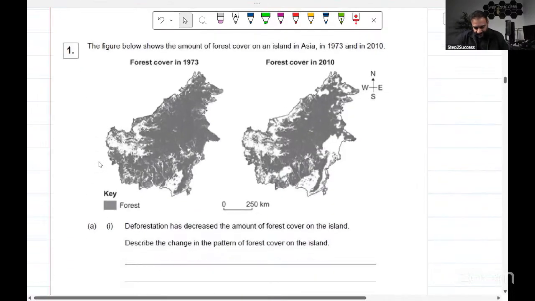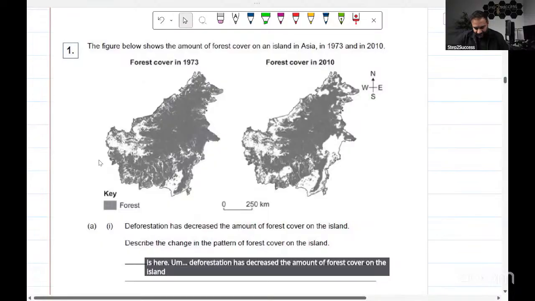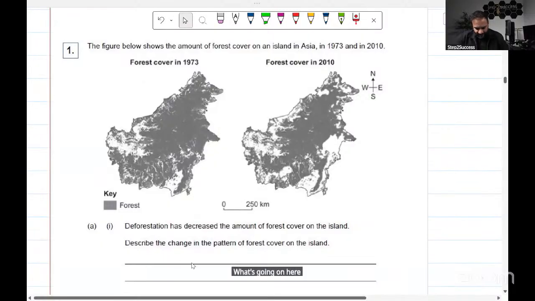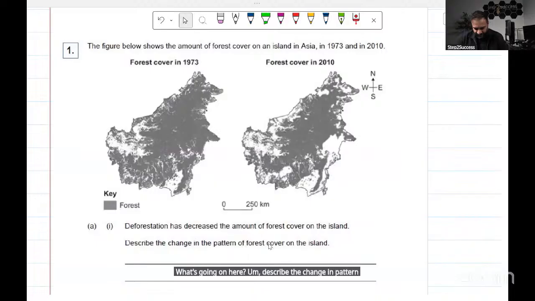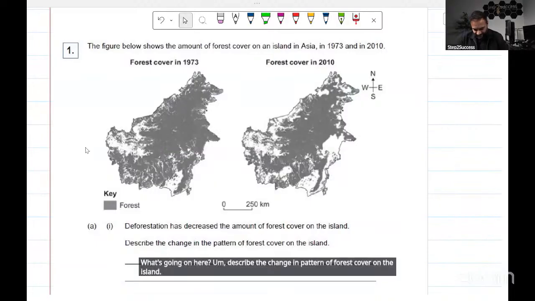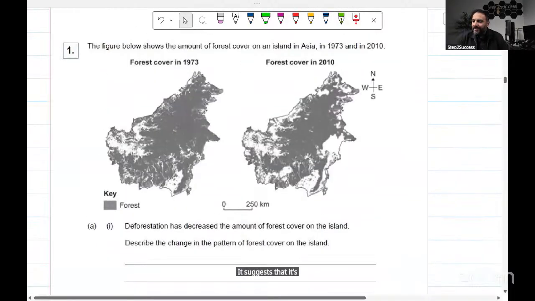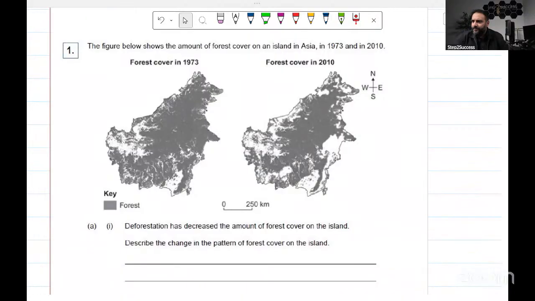Deforestation has decreased the amount of forest cover on the island. Describe the change in pattern of forest cover on the island. Is it just that it's decreased, clearly? And certainly at the edges, it seems to have been removed quite a lot. For example, quite a lot of it on the east and the southeast has been removed. You want to specify an area, a part of it, if you want.